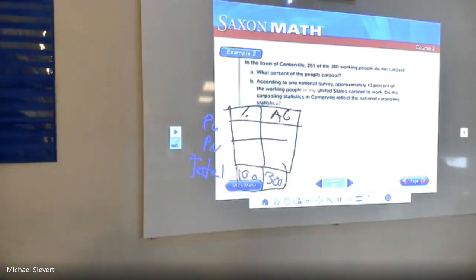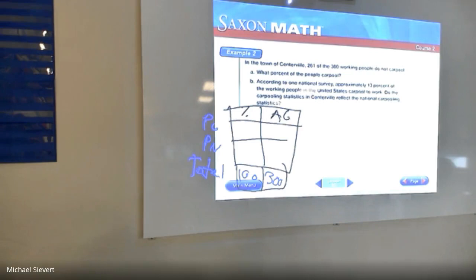Then it says 261 of the 300 working people do not carpool. So where does the 261 go? Does it go on PC or PN? Tyler? Correct.